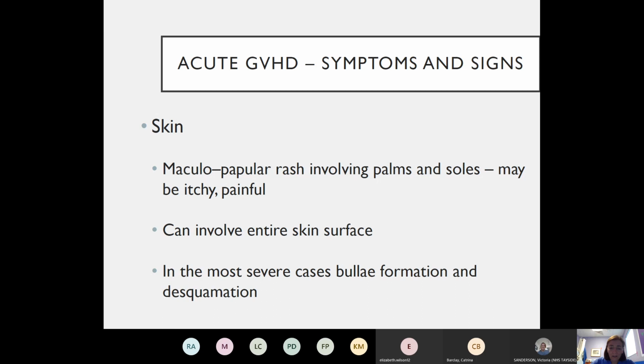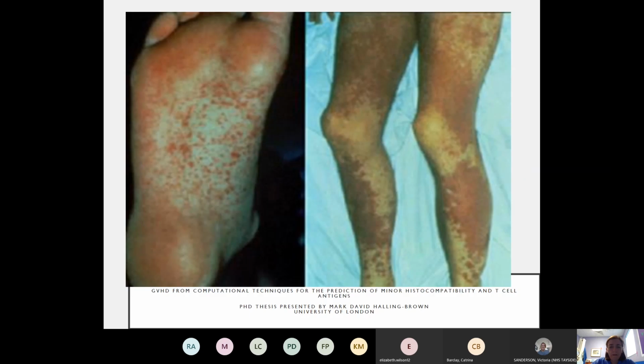And if it's minimal, you can treat it with topical steroids. If it's extensive and forming bullae, it can become desquamative and be life-threatening. So stage 4 GVHD has a very high case fatality. This is an example of an acute GVHD rash, and you can see that involving the soles of the feet, and it's sort of symmetric over the legs.